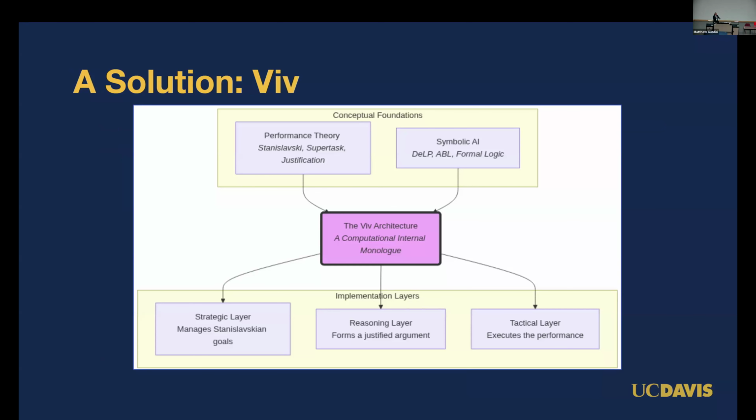This mind poses what-if questions to a reasoning layer. This is a layer that I call the arbiter, and this layer uses a formal logic called defeasible logic programming to have a traceable internal monologue, weighing arguments to find a justified reason to act. Finally, this justified decision is passed to a tactical layer, the actor's body, which uses a behavior language or able to execute the performance in the game world.